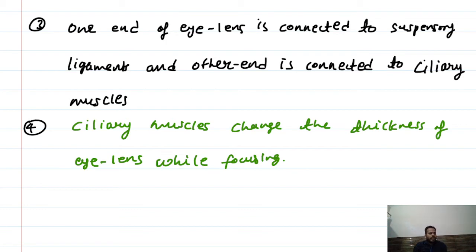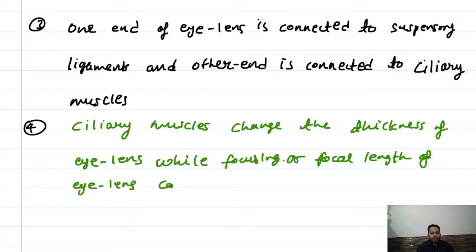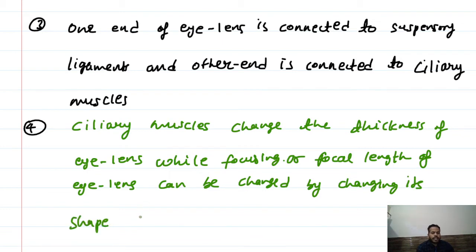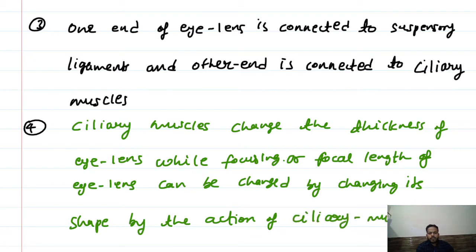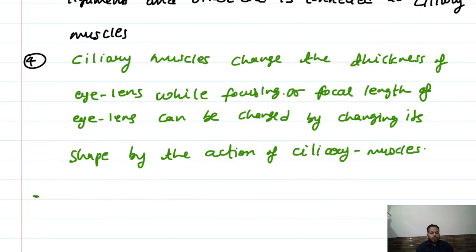Next point, or in this point only, we can write: the focal length of the eye lens can be changed by changing its shape, by the action of ciliary muscles. So by the action of ciliary muscles we can change the focal length of the eye lens.